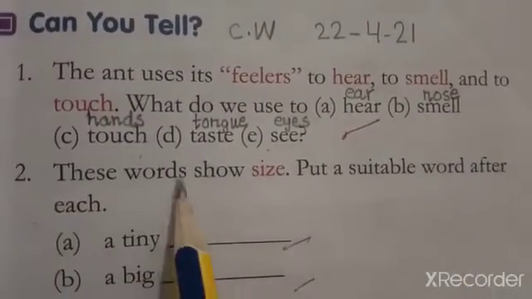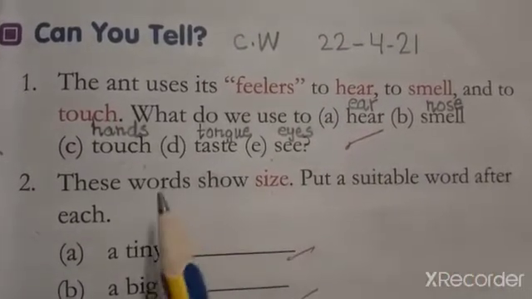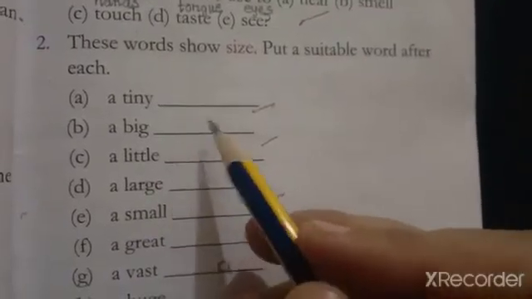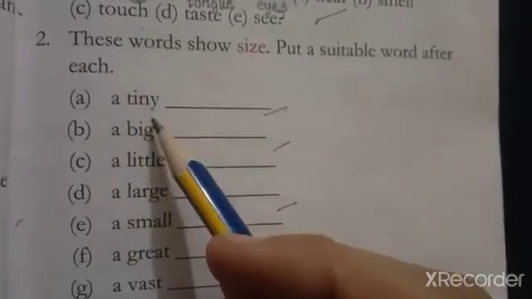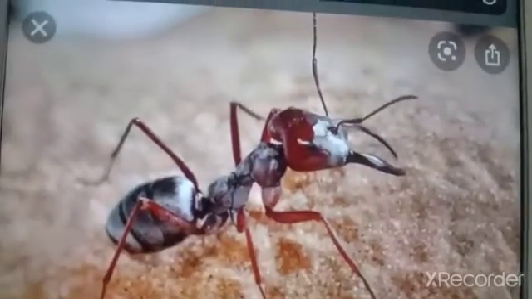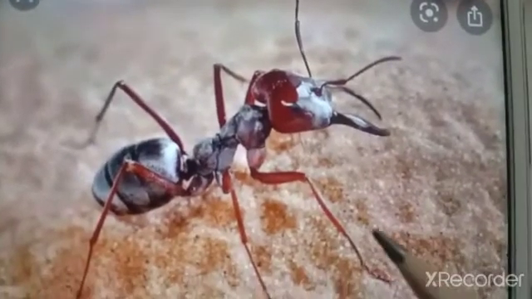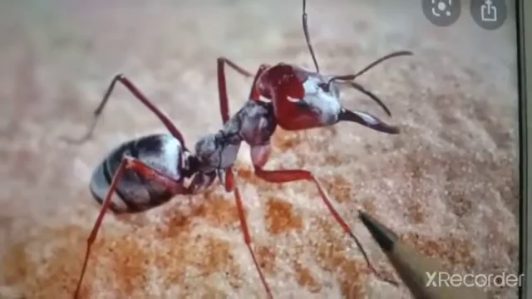Then you have to read out your next question. These words show size. Put a suitable word after each. There are some words given. We have to put a noun after these words. A tiny, we say a tiny what? Tiny means very small. Look here in this picture. This ant is very tiny. So here you will write a tiny ant.